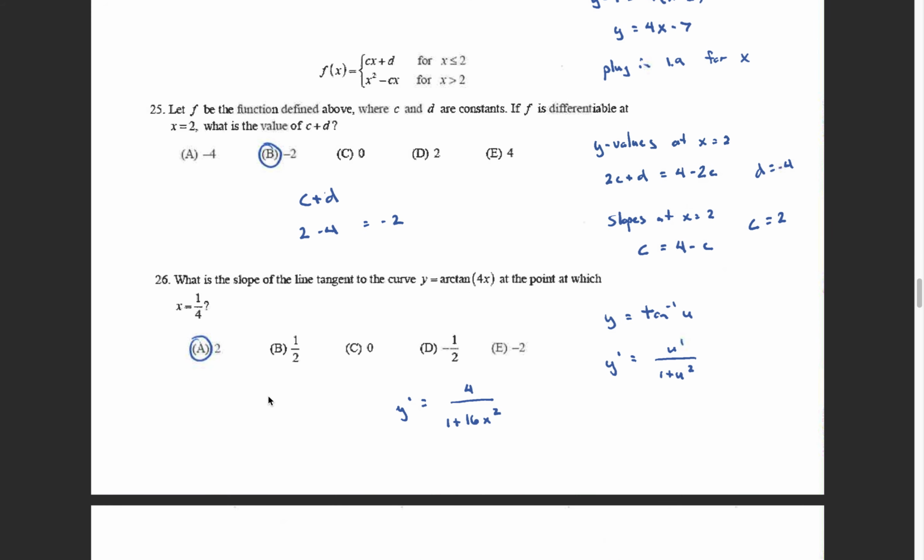26, remember arctangent is just inverse tangent. The derivative of inverse tangent is u prime over 1 plus u squared. So this is an instance where u is 4x. And so there's my derivative, and I'm just going to plug in 1/4 into that.